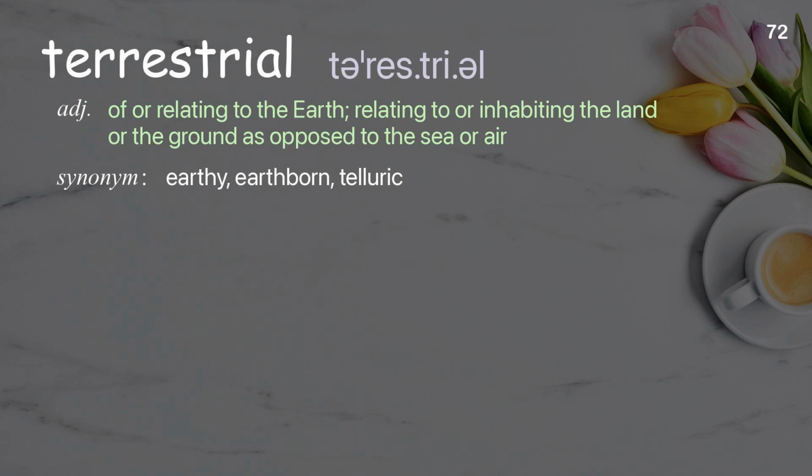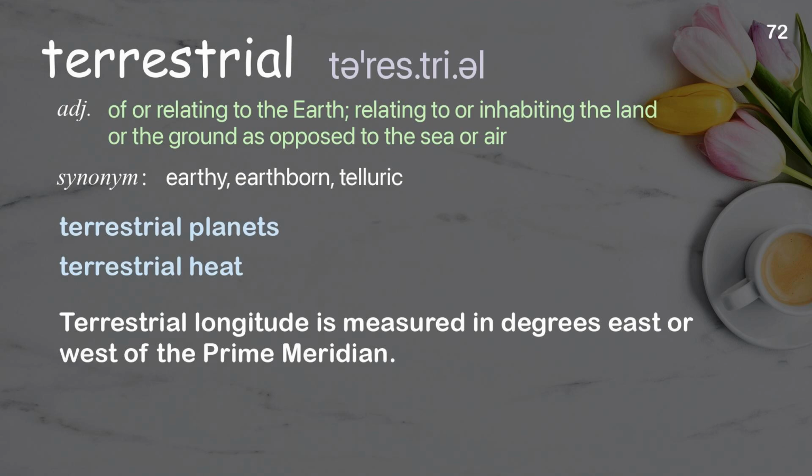Terrestrial. Of or relating to the earth; relating to or inhabiting the land or the ground as opposed to the sea or air. Examples: Terrestrial planets, terrestrial heat. Terrestrial longitude is measured in degrees east or west of the prime meridian.